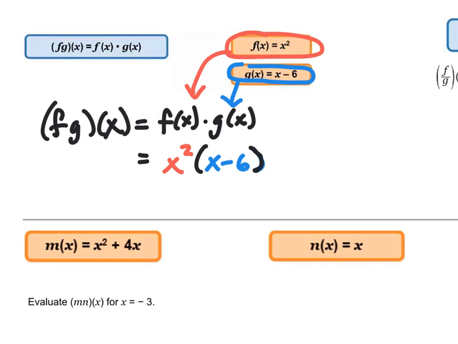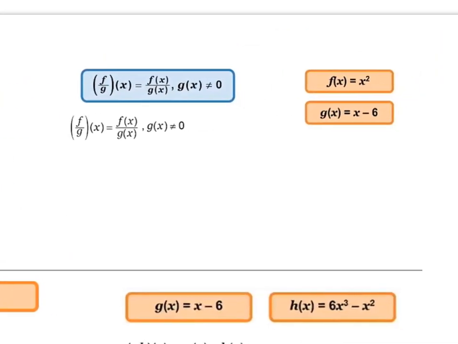This is just a new function. Now you could distribute this x squared and get a new function, or you can just leave it like this. It doesn't really matter. It depends on what you want to do. So you can multiply functions and get a new function, or you can divide functions and get a new function. If you see f over g of x, it is equal to f of x divided by g of x, provided that g of x cannot be 0.